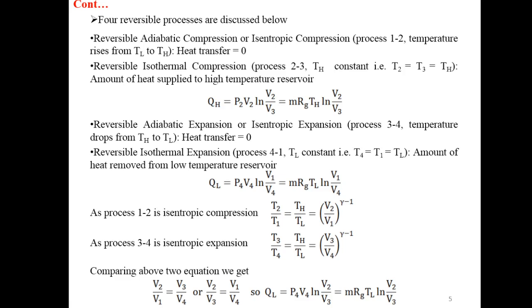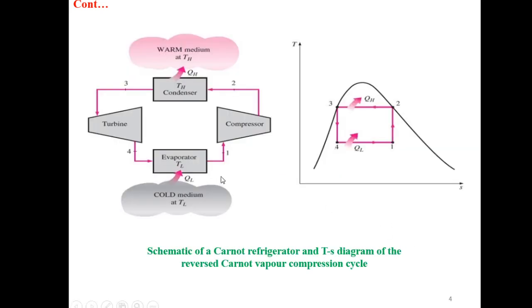Reversible adiabatic compression or isentropic compression, process 1-2. Temperature rises from TL to TH. You can see here process 1-2. In this process the component is the compressor. So the refrigerant, which is our working substance, will enter the compressor where it gets compressed and becomes point number 2. So there is isentropic compression from 1 to 2.